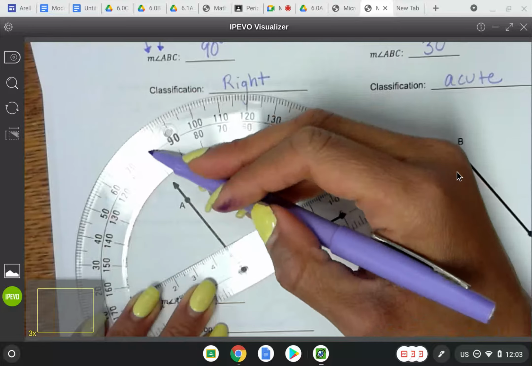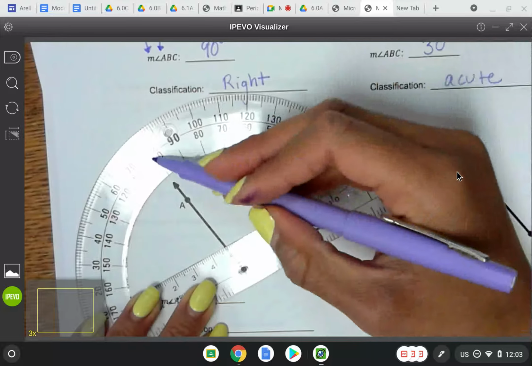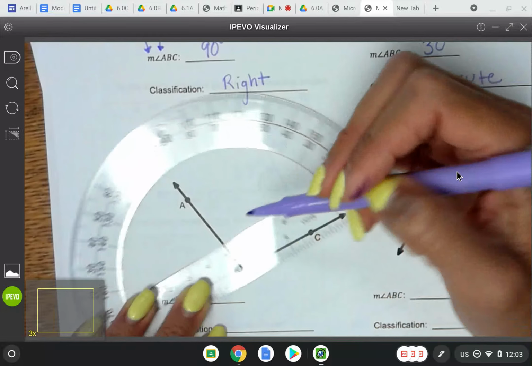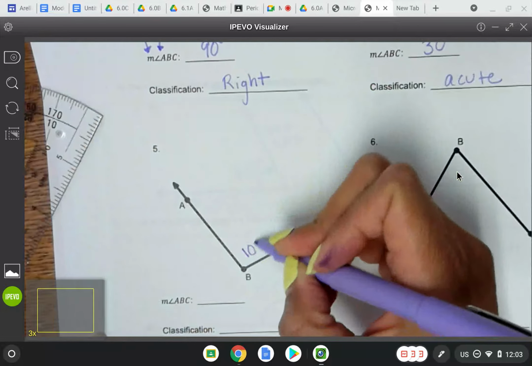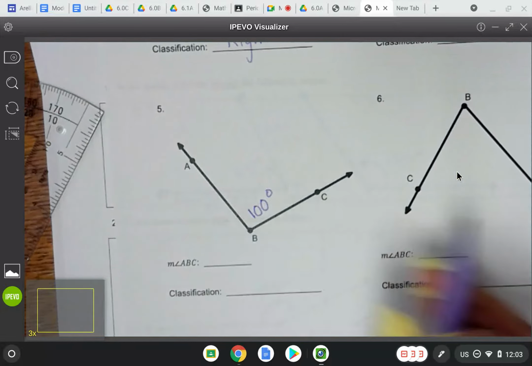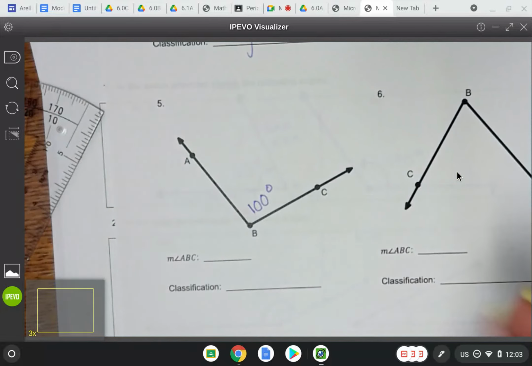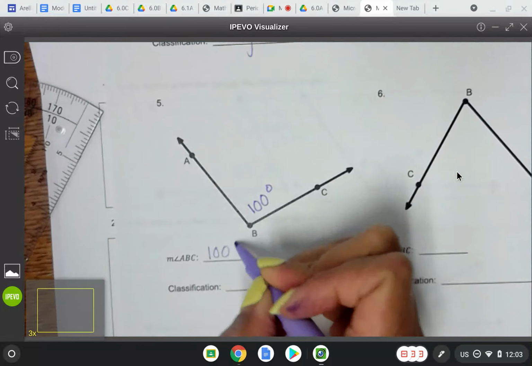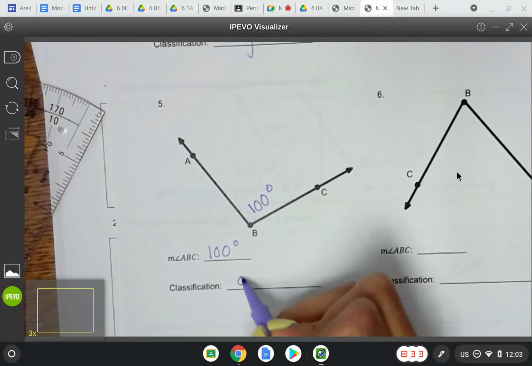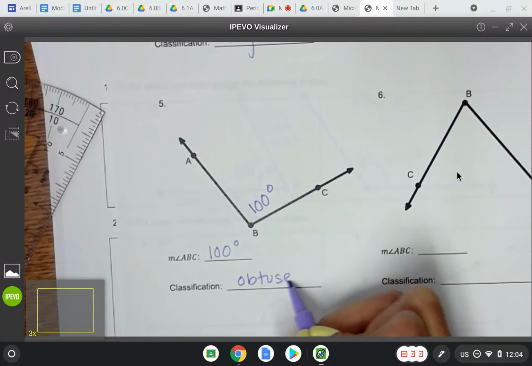So how to choose as well, if you're confused, you could see, well, this angle looks like it's an obtuse angle. It's not acute, so it would have to be the 100 degrees. So that's another way to help you if you're confused about which measurement to use. So because the angle is 100 degrees, that means this is an obtuse angle.